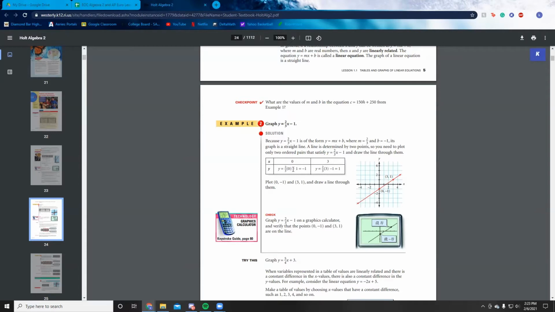Like when you look at this, you see how he first plugged in 0. So he plugged in 0 into 2 over 3 times 0 minus 1, which he got -1. And then he plugged in a different point. He plugged in 3, right? So 2 over 3 times 3 minus 1, which you get 1, right? And when you plot the points 0, -1 and 3, 1, he saw that it was a straight line. And like I said before, if it's a straight line, then that means that it's linear.